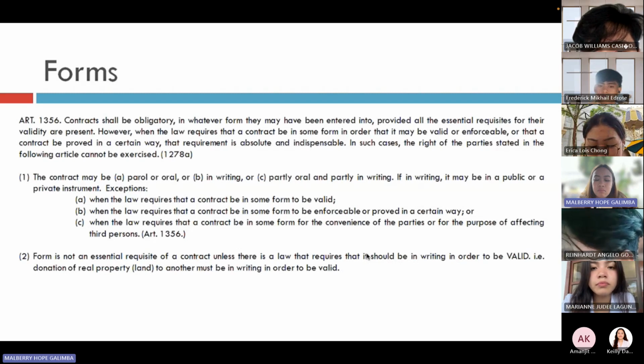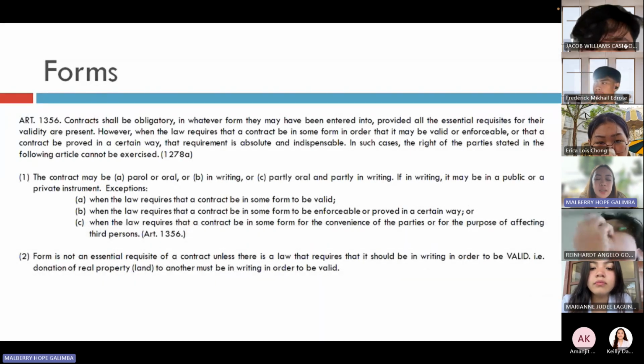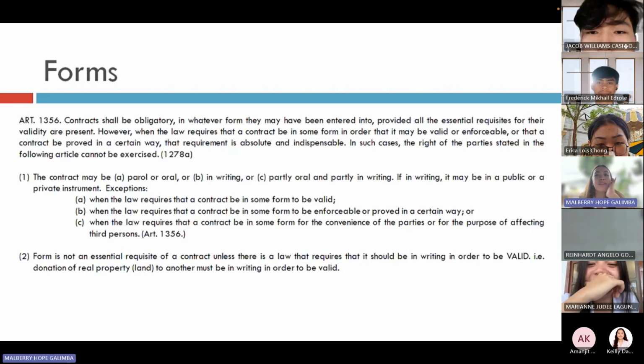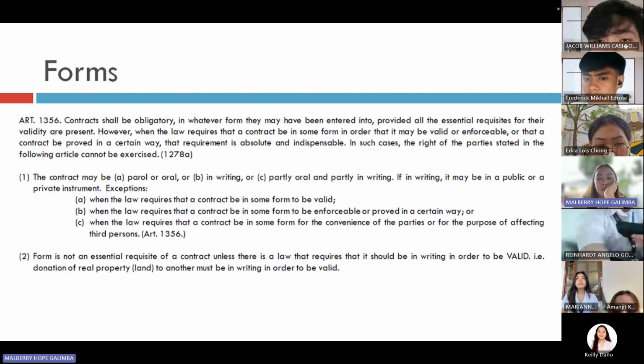But there are certain instances under number 1, A, B, and C. These are the instances wherein it requires that a contract be in a certain form, or it must be in writing, in order for the contract to be either valid or enforceable. Letter A there states that when the law requires that a contract be in some form to be valid, if there is a law that requires that the contract be in a certain form in order for that contract to be valid, then form becomes there an essential requisite of that particular contract. But generally, contract need not be in a certain form.